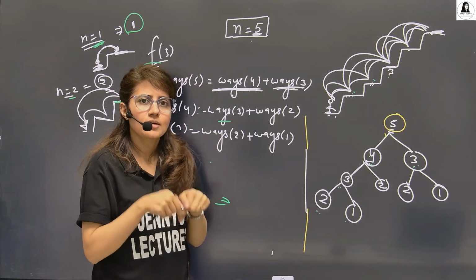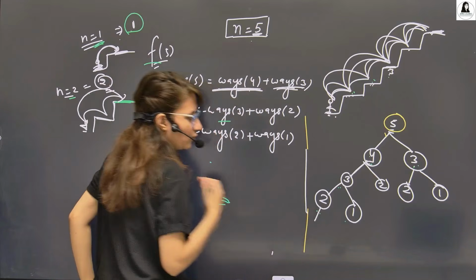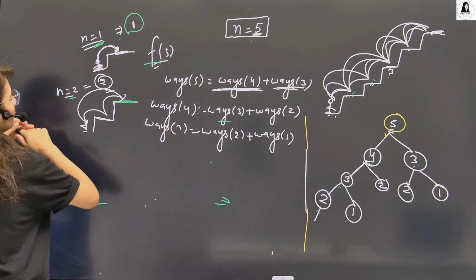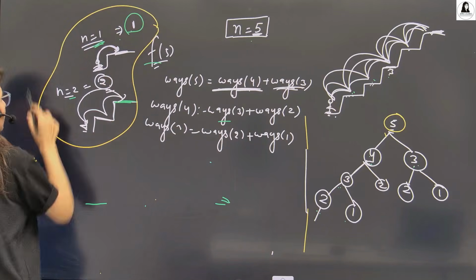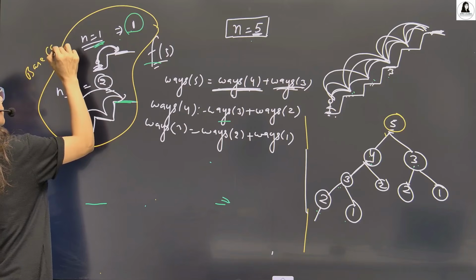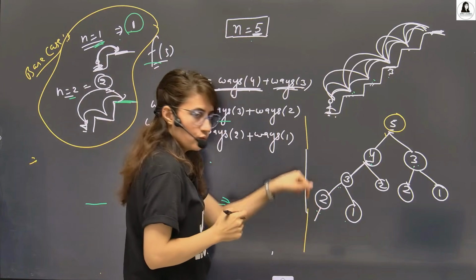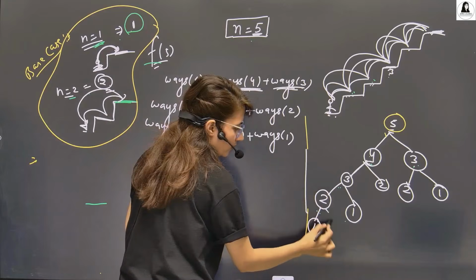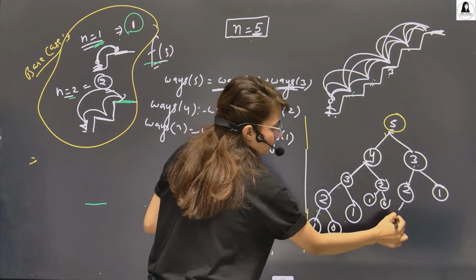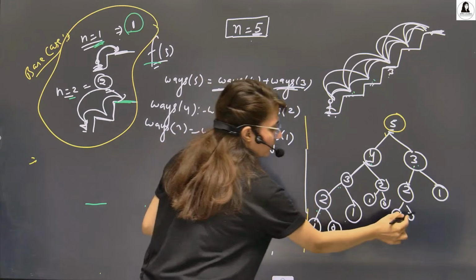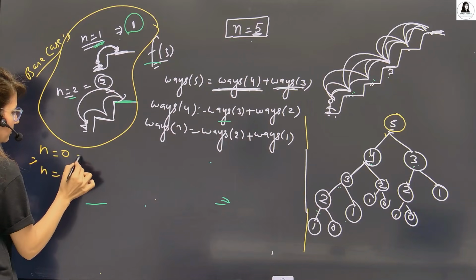You can move further, like at 2. I'm not taking these two as base cases. These can be base cases, or you can write one step downward, at 1 and 0. So you will take base cases as when n is 0 and n is 1.